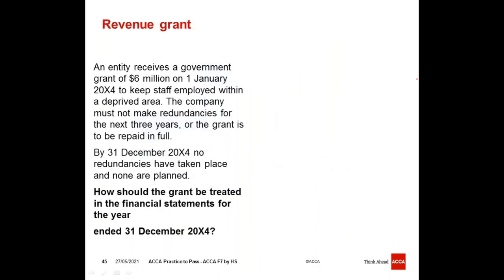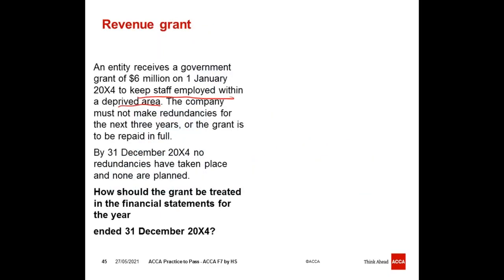Let's solve this question. An entity receives a government grant of 6 million to keep the staff employed within the deprived area. The government wants, like in a situation of recession, that the company should not make its employees redundant, and government is going to pay its salary expense. So this is grant related to revenue. This is called revenue grants.